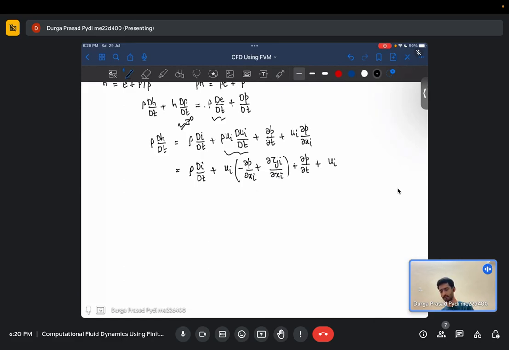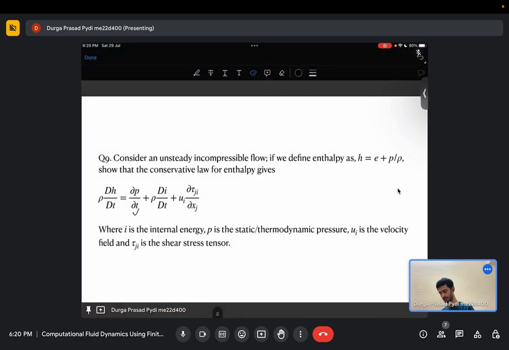So we have del P del T plus ui times del P del xi. So this particular term goes off. So this gives you rho dh dt, which is essentially rho times di dt plus del P del T plus ui times del tau ji by del xi. And that is what is asked in the question. So we have del P del T and then rho di dt and ui times del tau ji by del xi.